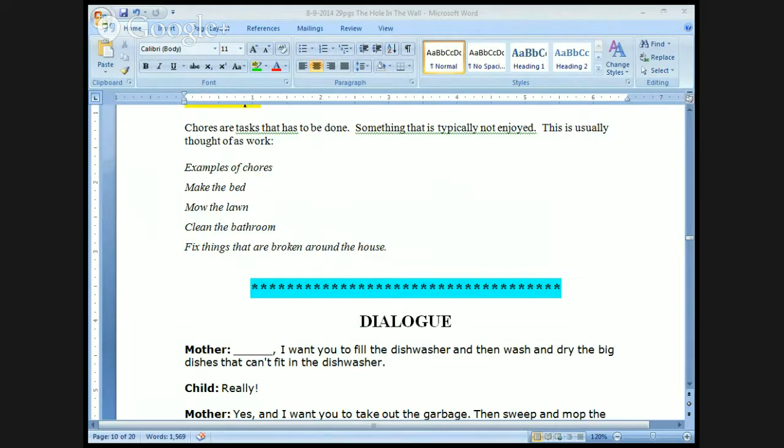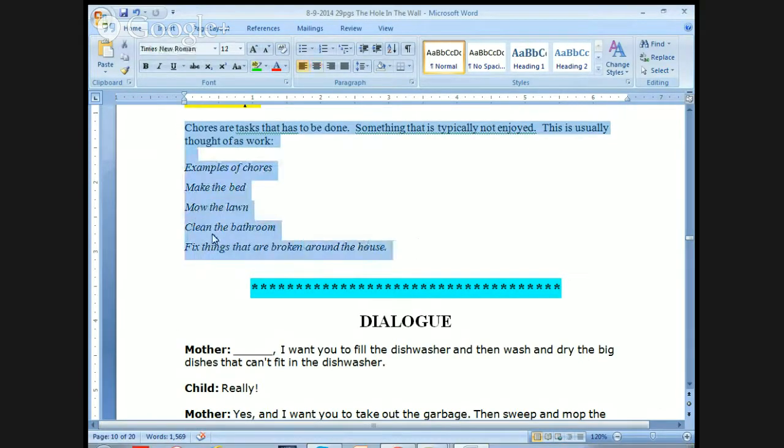So who can read for me what chores are as it relates to this story? Anyone? Or should I call on someone? I'll tell you, the best thing about learning how to engage in conversation is always be the first one. Always be the first one to say, I will. I will. Me too. Okay. Read all of this for me.